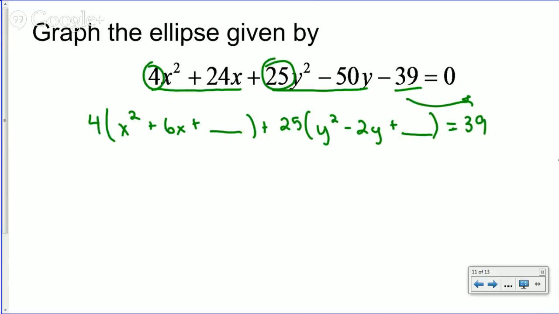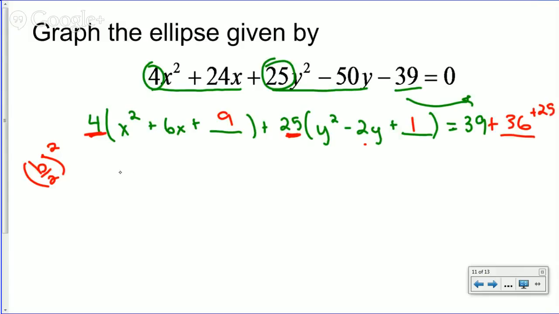Now how do I know what goes in the blank? That is still b divided by 2 squared. So 6 divided by 2 is 3. 3 squared is 9. Here's the catch though. I don't add 9 onto this side, because I've got this 4 out here. So I'm going to take 4 times 9, which is 36, and add that 36 over there. And here we're going to take negative 2 divided by 2, which is negative 1. Negative 1 squared is 1. So then I've got this 25 out here, so I'm going to add 25 over here.